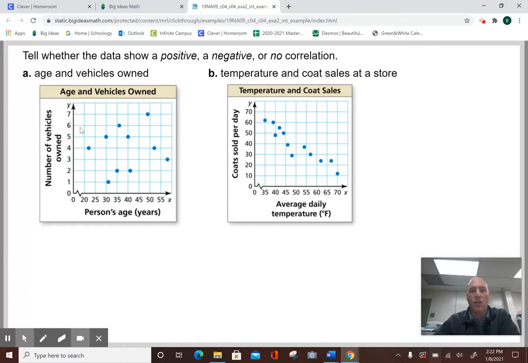So here we would say no correlation. Here we'd say negative. And if you had something that was going up, we would say it has a positive correlation.